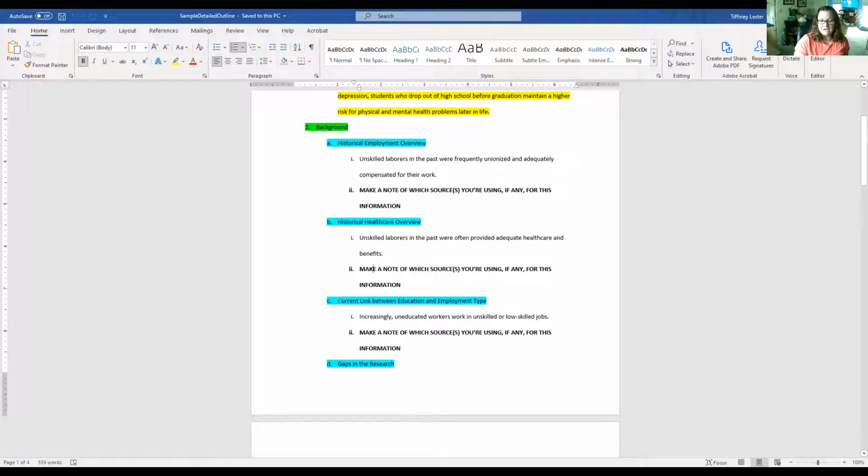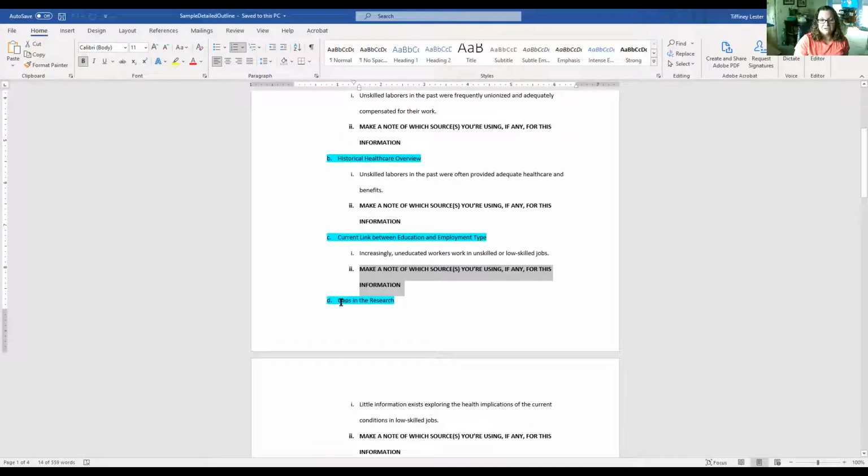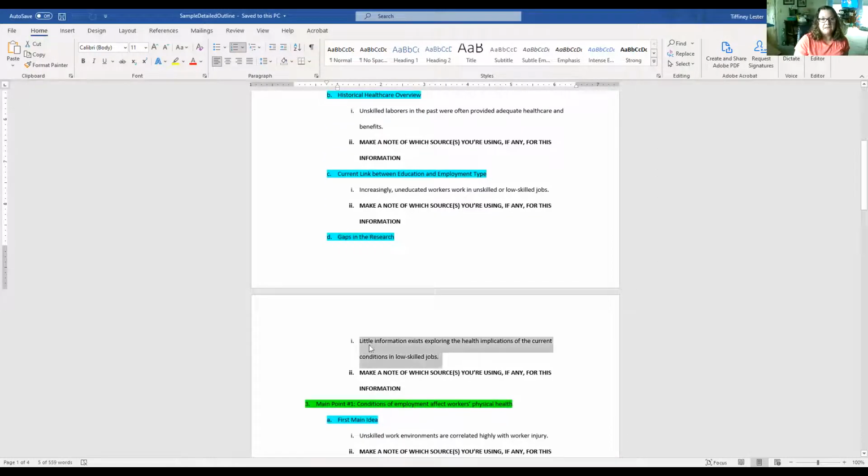The next section of background information is the current link between education and employment type. This is the main idea we want to make sure we hit in that little section. We're going to make a note of any sources that we might be using. And then the last section of background information is on gaps in the research. We're going to make a note of the main idea we want to hit in this section, and then make a note of any sources we might be using.